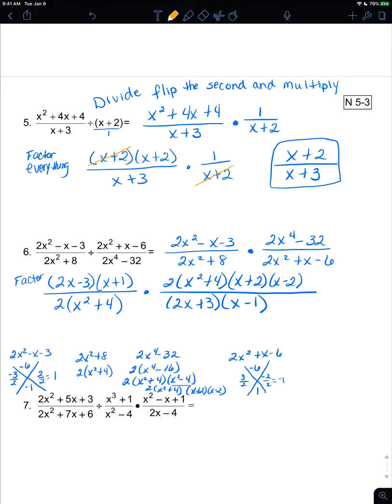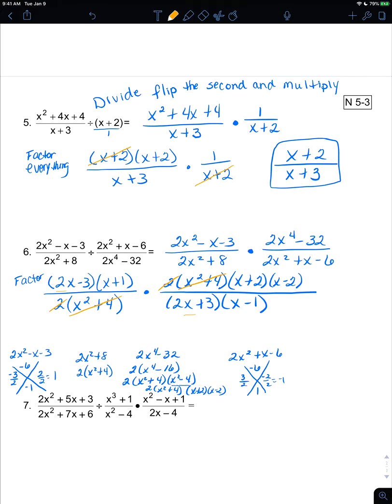So now we can start reducing any common factors that we have. Now look, we have a 2x minus 3 on the top here and a 2x plus 3 as a denominator here. Those are not the same, so you cannot reduce those. Same thing with that x plus 1 and that x minus 1. They've got to look exactly the same. So we can reduce those 2. We can reduce the x squared plus 4. And then we have the x plus 2 and the x minus 2.